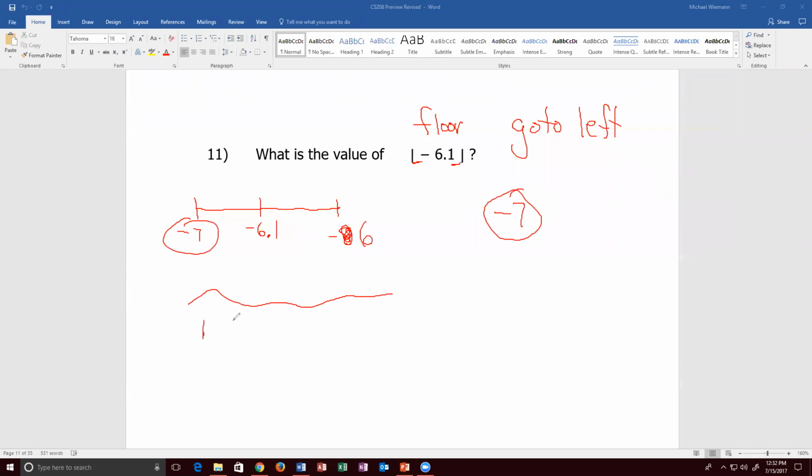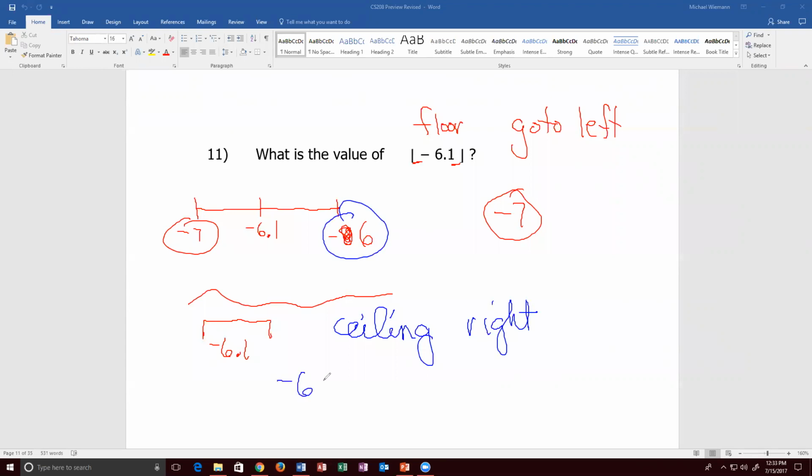Now, if this had been negative 6.1 in this instance, this is the ceiling. From a ceiling perspective, you always go to the right. So looking at this, I would have used the value on the right and would have gotten negative 6 for that problem. So the floor, you always go to the left digit, from an integer perspective. The ceiling, you go to the right. Completing number 11 and an additional example there on that problem.